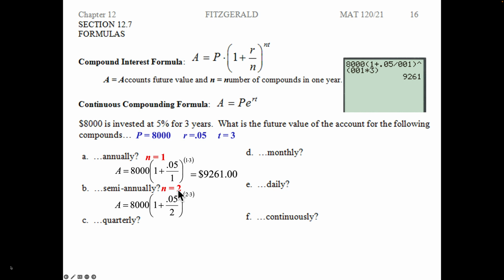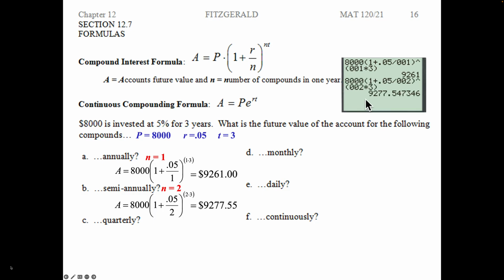Semi-annually, your N is 2. Show me the substitution, then I go to my calculator. So now you can see I've typed over the 1, put in a 2, typed over this one, put in a 2. Everything stays the same. So what I'm doing here is I'm going second enter to bring down the previous statement, and then I edit over the ones with 2's. $9,277.55. We always round it to two decimal places, so 7 rounds up to 4.